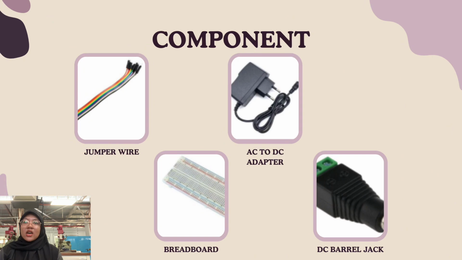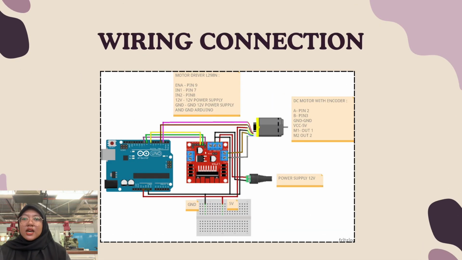Jumper wires connect all components. The breadboard connects 5V and ground easily to different components and helps organize the circuit. The AC to DC adapter changes AC power into DC power. Next is the DC barrel jack, which allows the adapter to be plugged in easily. Next, I will explain the wiring.